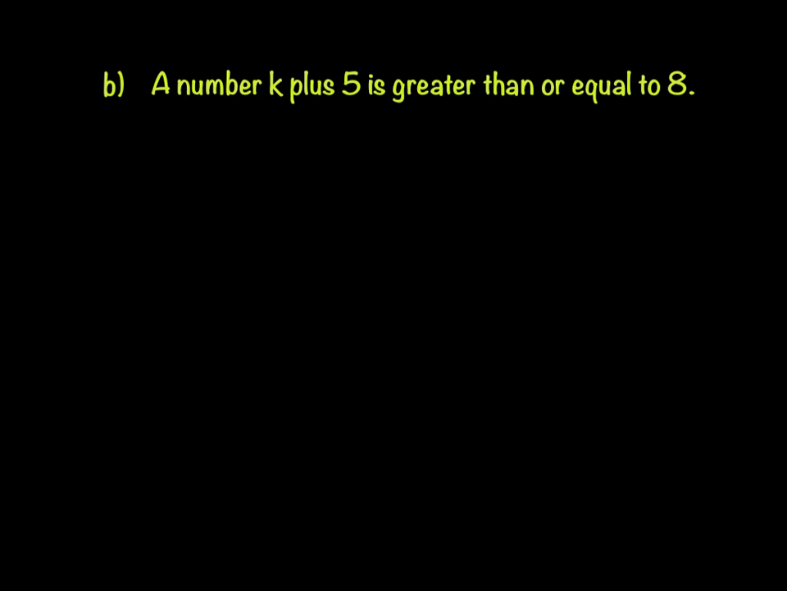Alright, so here's B. A number K plus 5 is greater than or equal to 8. So what I have here is I know that I've got this area right here, a number K plus 5. Well, that's pretty simple. K plus 5. Okay. Is greater than or equal to. That's one of those key phrases we just worked on. What symbol would I use? Is it greater than or equal to? We have to recognize that it's this symbol that we learned from that table we just drew. And our last one is 8.